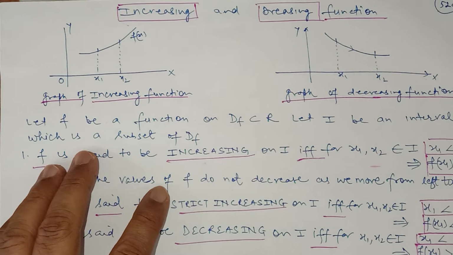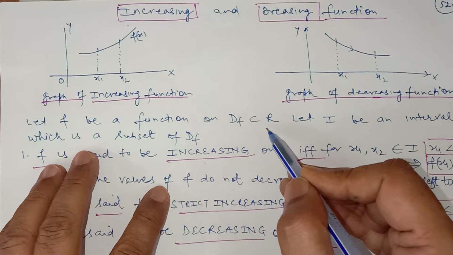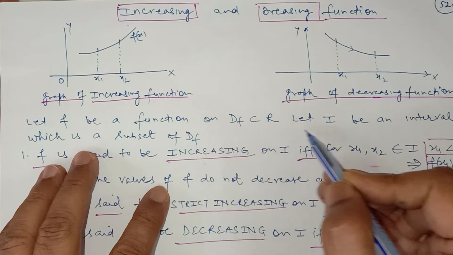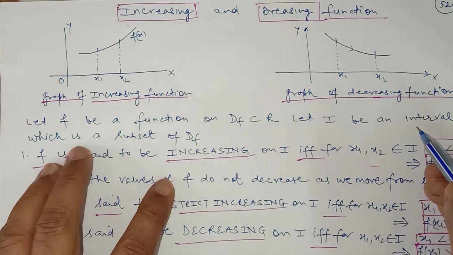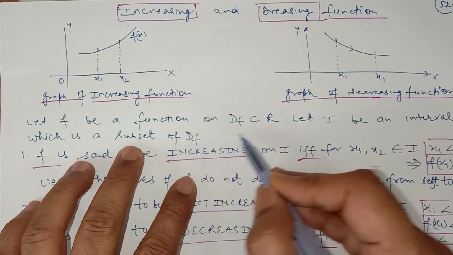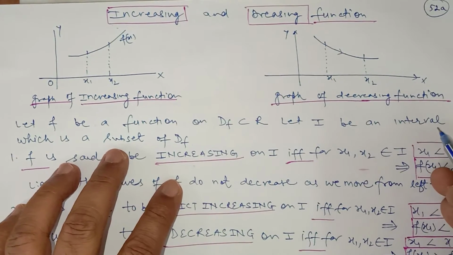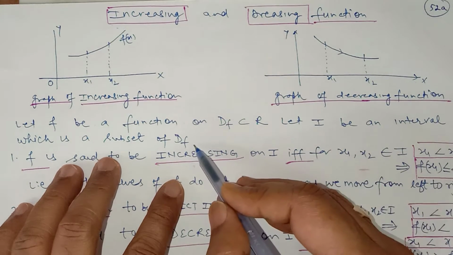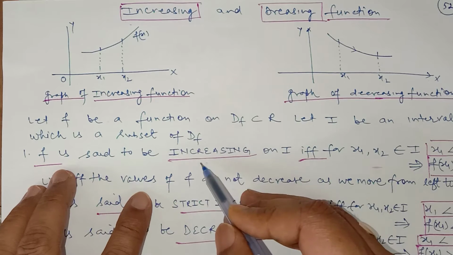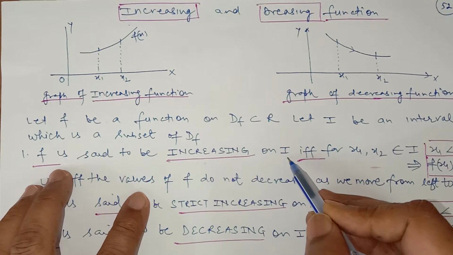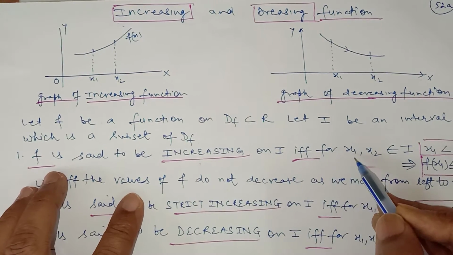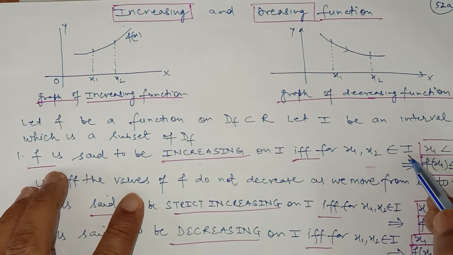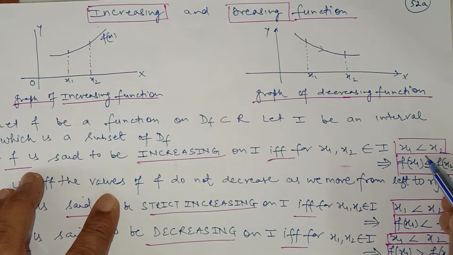Let f be a function whose domain belongs to the real numbers, and let I be an interval which is a subset of the domain of f. Then f is said to be increasing on the given interval if for any x1, x2 in the given interval, x1 less than x2, then f(x1) should be less than or equal to f(x2).